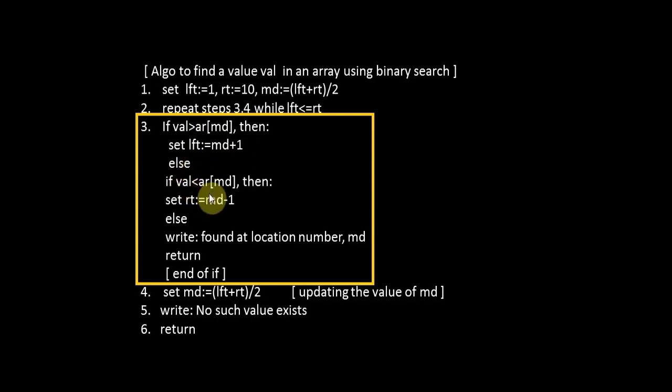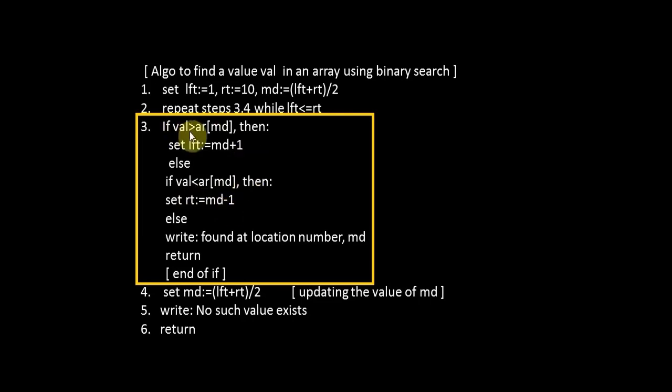Else, if val is less than MD, that means the value to be searched is less than the middle element. In that case, the element will be found only in the left sub array. So I am going to shorten the value of the rightmost subscript, that is RT. So I would write RT is equal to MD minus 1, right?